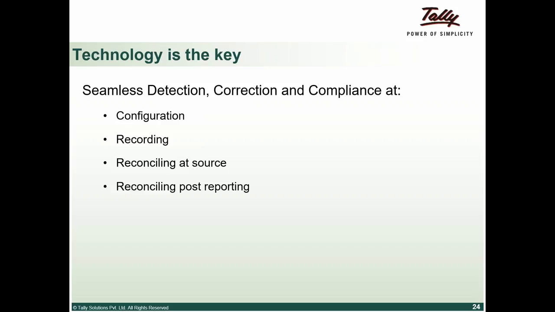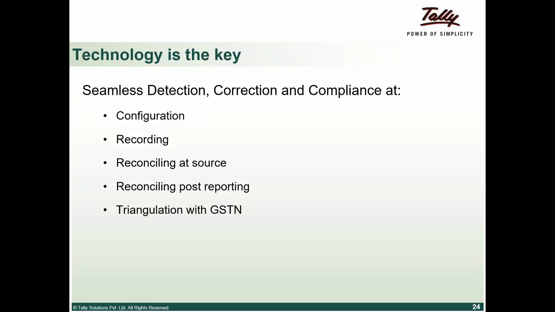Then reconciling post reporting. I have reported, but genuinely I must have missed one sales invoice, and my purchaser has now uploaded the purchase invoice, which I should now account as my sales invoice, which I have missed. So after I have reported to GSTN, this is the reconciliation process that is required. How can technology seamlessly help me to quickly detect, correct, and ensure that I am compliant as per the law?